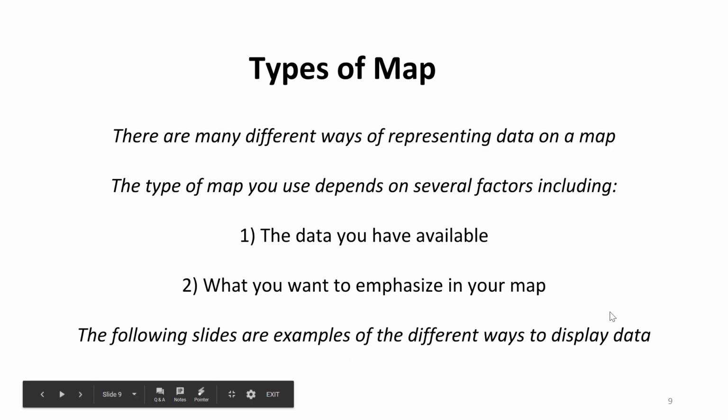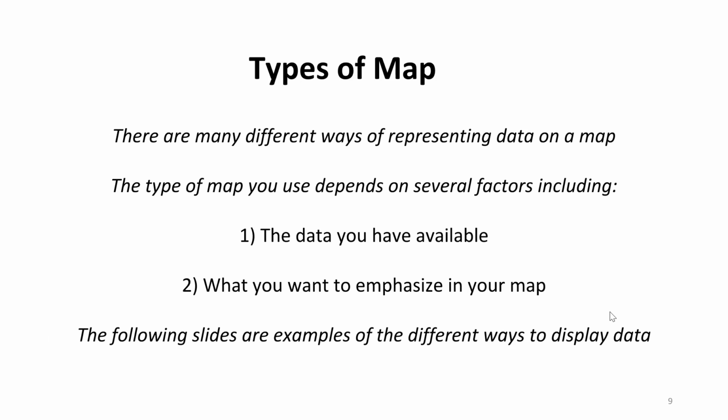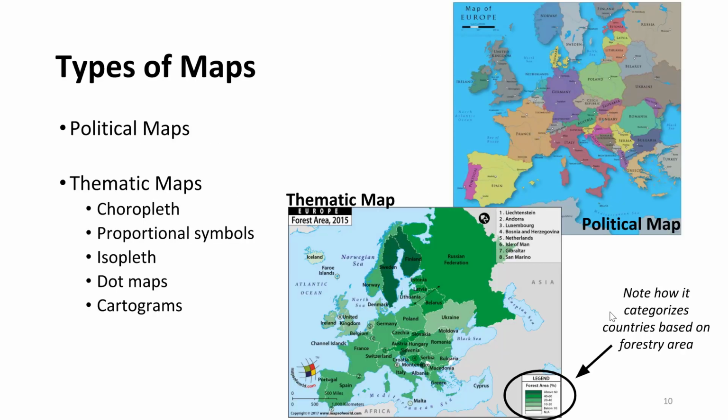There are many different types of maps and many different ways of representing data on a map. So the type of map that you use depends on several factors, which includes the data you have available and what it is that you want to emphasize with your map. So the following slides, these are examples of different ways to display data. So there are many different types of maps, as I mentioned. One is political maps. So political maps, such as the map in the top right, shows different countries in Europe. So we have Spain, France, and this is just a map of what's happening geopolitically, a map of countries and capitals, essentially.